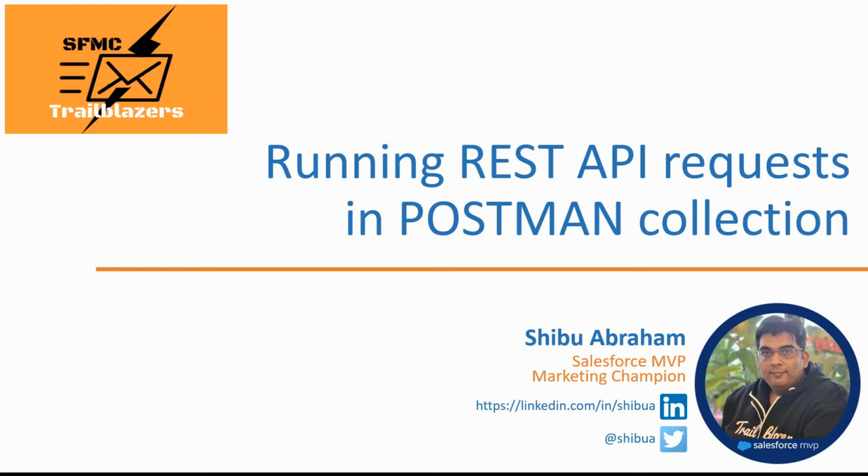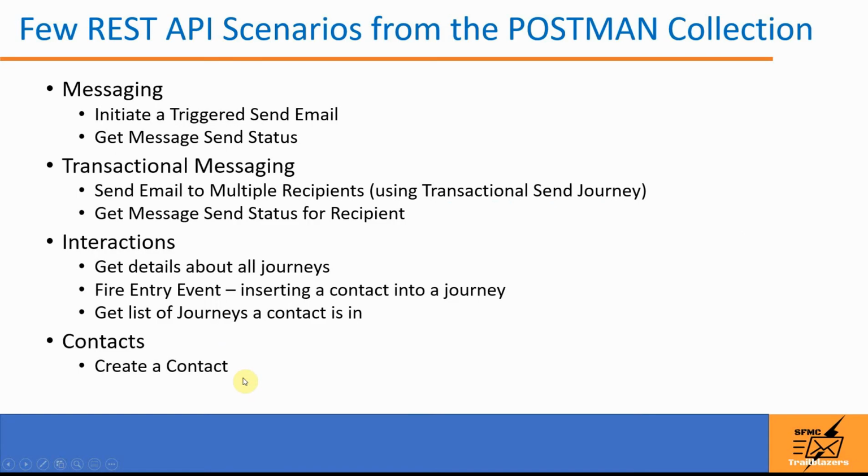Now that we have seen how to set up the Postman collection, let's look at running a few of the REST API routes available in the collection. We'll see how to send out a triggered email and then check the status of the send, followed by how to send a transactional email message to multiple recipients using a transactional send journey and the REST API. Again, we can check the message send status for each of those recipients.